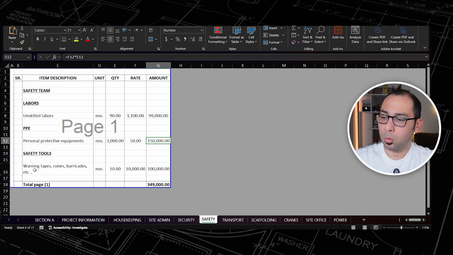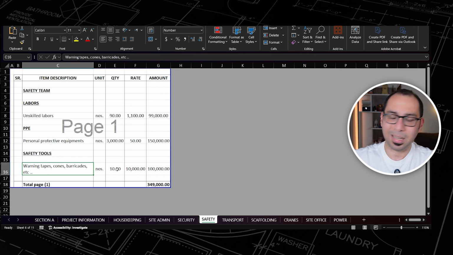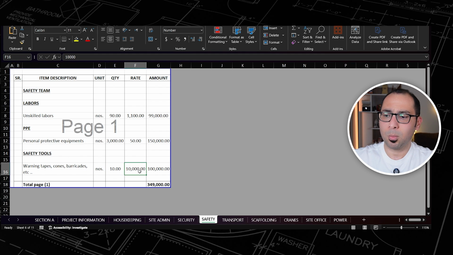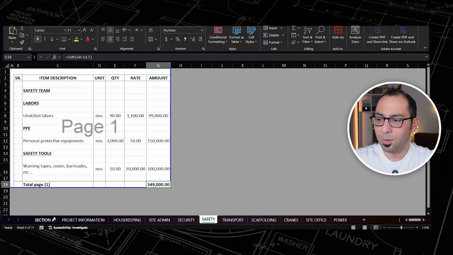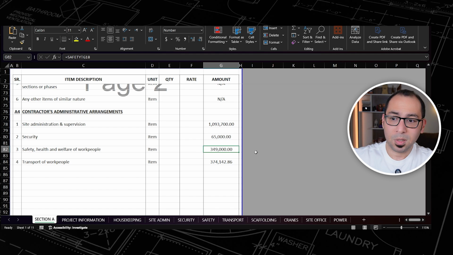Then for the security tools like warning tapes, cones, barricades and all of that, this project is actually 10 floors, so I'm just putting a lump sum amount here, 10,000 per floor. So 10,000 into 10, that's 100,000, and this is how I'm getting around 350 here for the safety of the project.